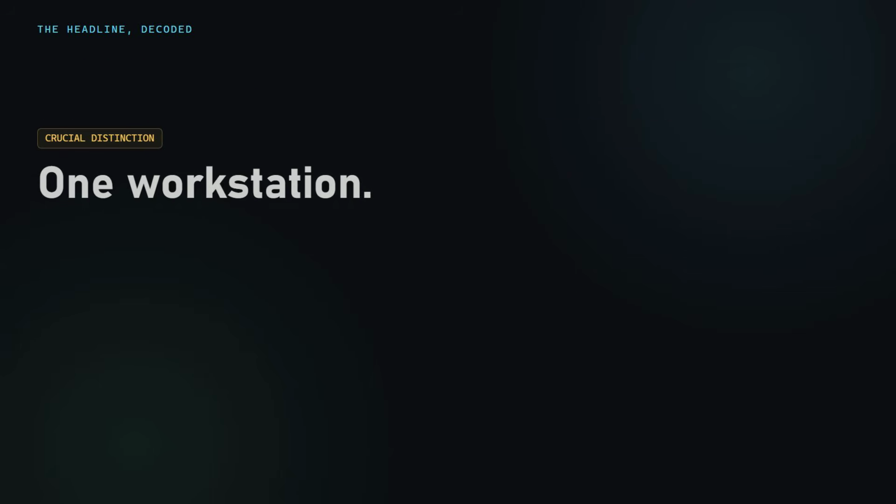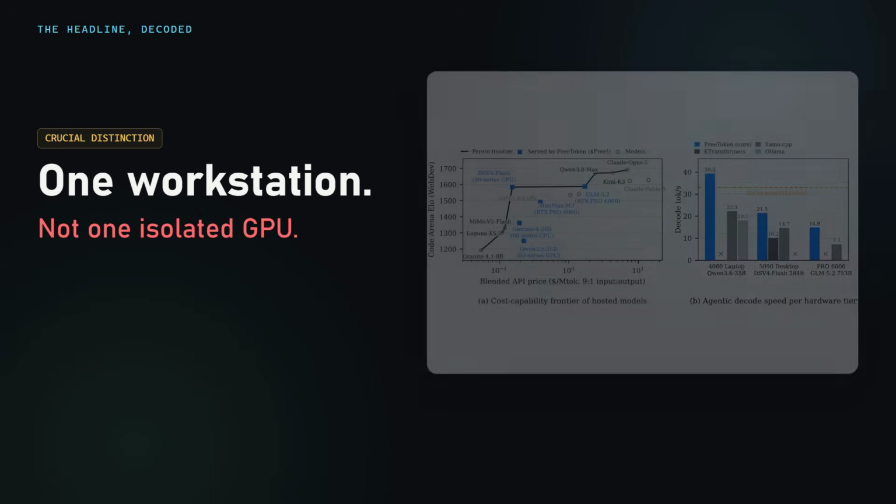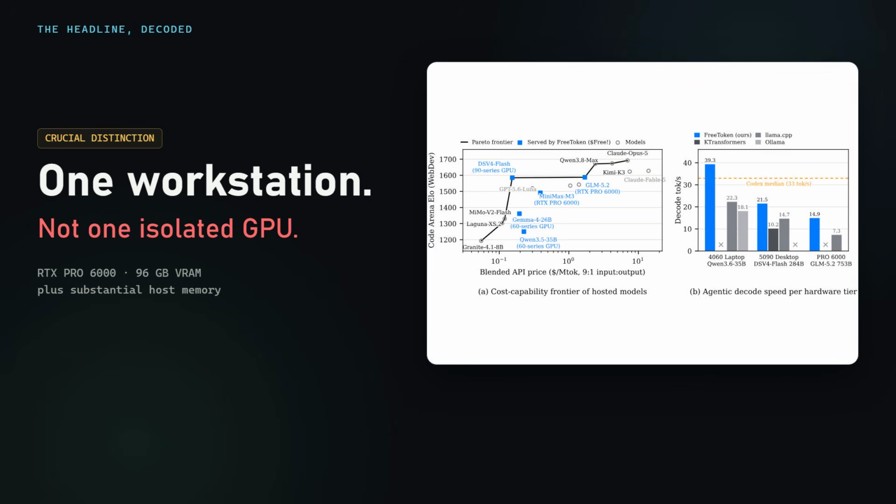So GLM 5.2 at 753 billion is possible on one workstation GPU, but the cited system also uses a 96GB RTX Pro 6000 and substantial host memory. This is one workstation, not one isolated graphics card. It is an expansion of usable capacity, not magic compression.